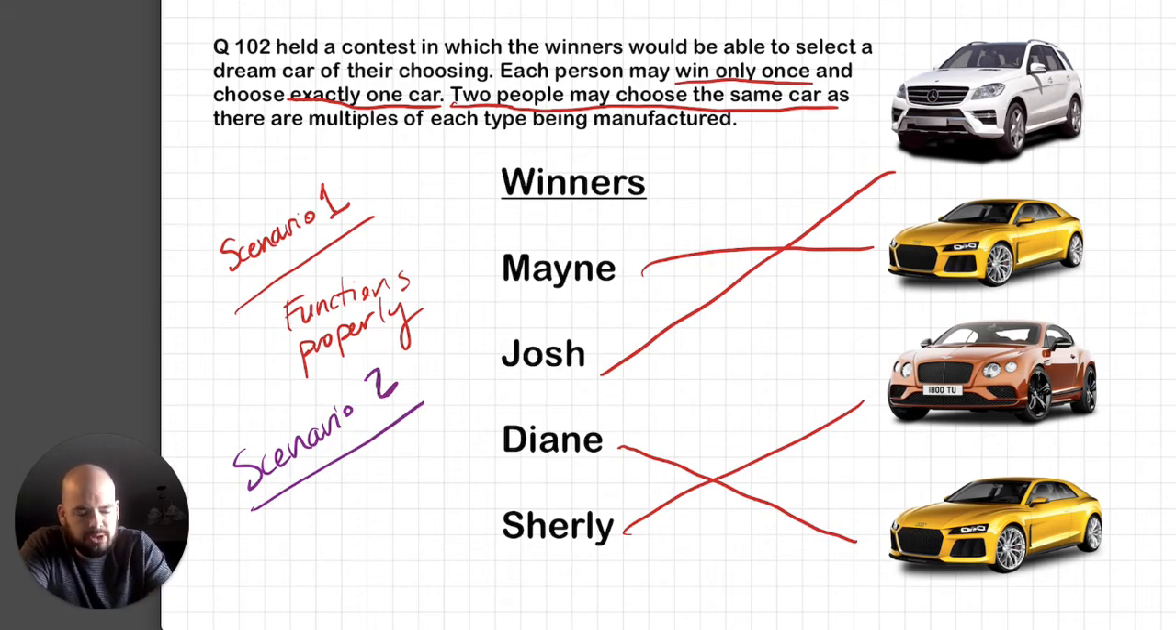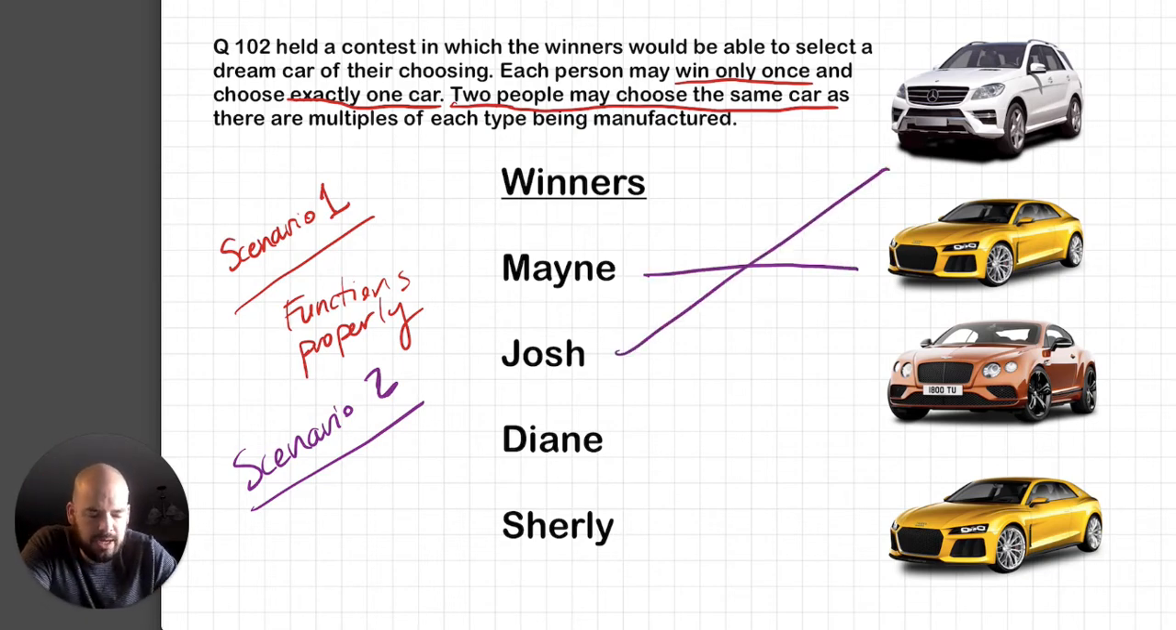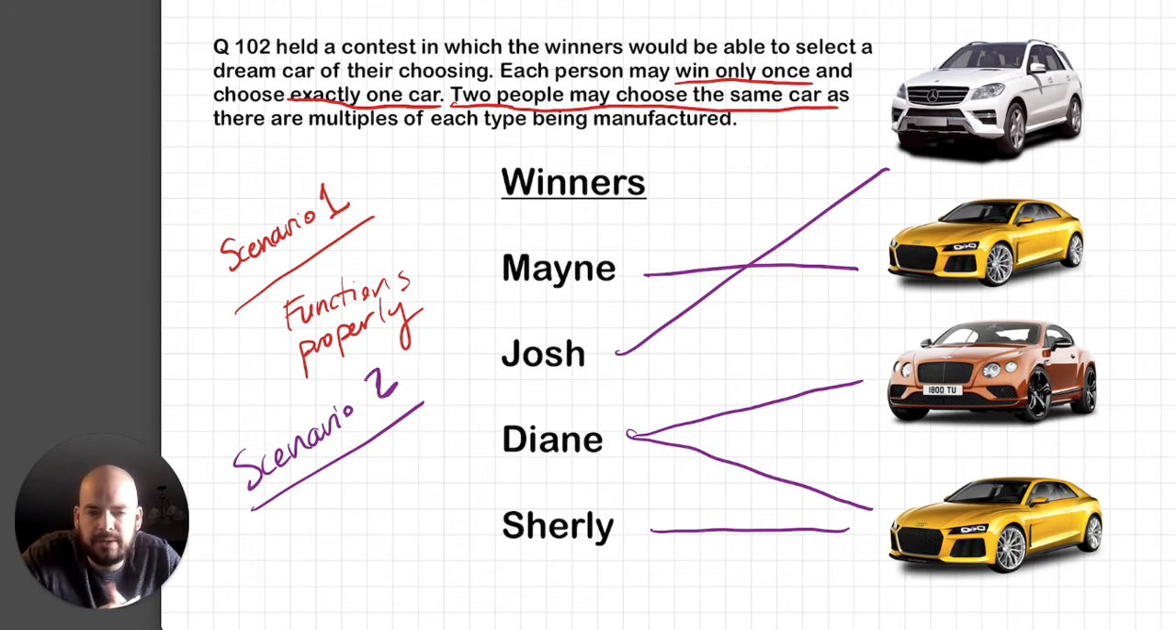So scenario two, let me get rid of scenario one here. Scenario two, Maine goes first. He picks his Audi. Josh picks a Mercedes. And then Diane can't quite make up her mind. And Diane wants an Audi and a Bentley. Shirley changed her mind on this one. She wants an Audi for scenario two. Does this scenario function? Does it work?